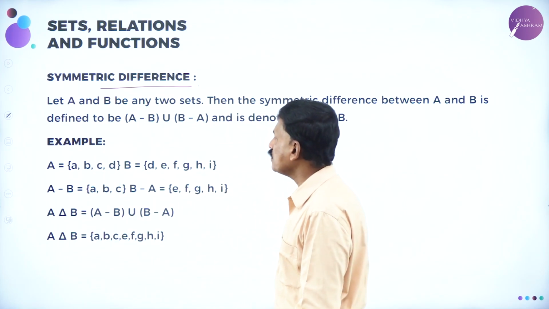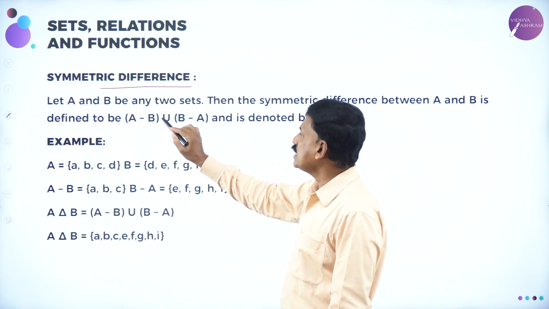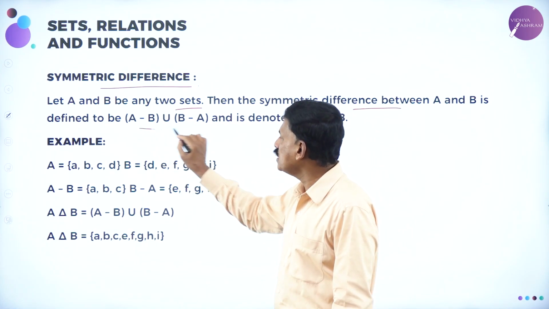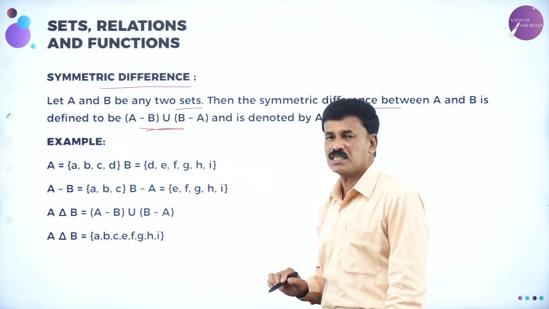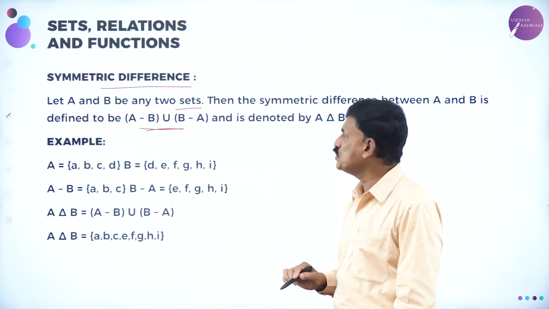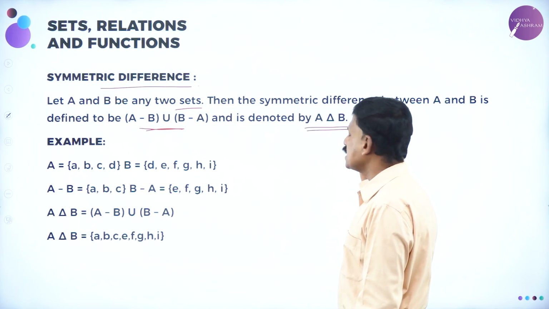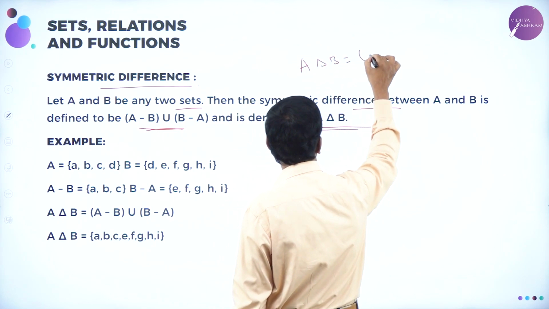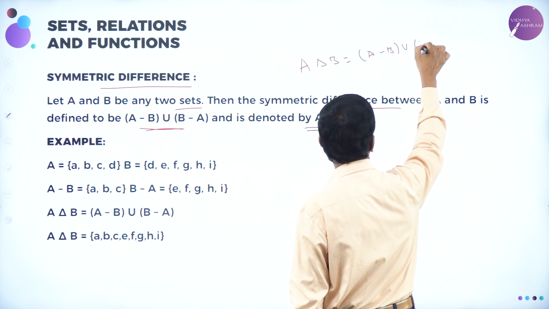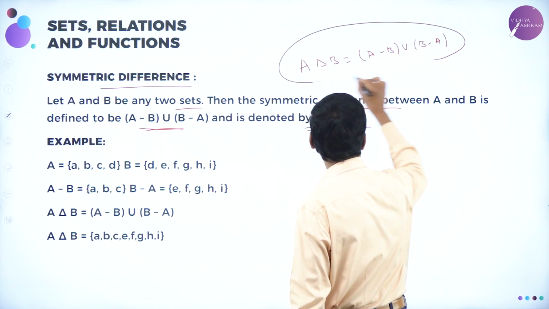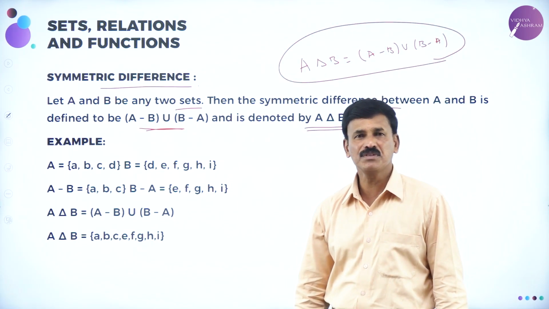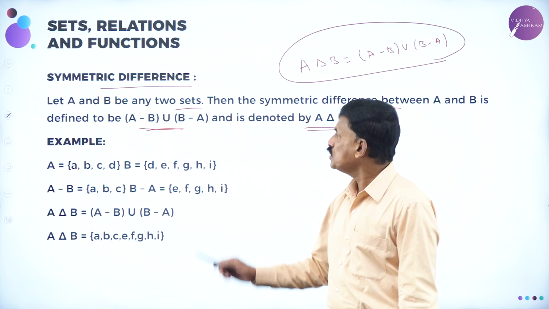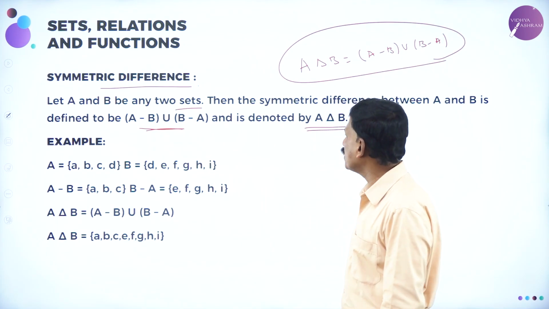Symmetric difference. What does the symmetric difference mean? Let us consider two sets. Let A and B be any two sets. Then the symmetric difference between A and B is defined to be A minus B union B minus A. The union of the differences A minus B and B minus A is denoted as A delta B. The symmetric difference of A and B, A delta B, is nothing but A minus B union B minus A. This is called the symmetric difference.